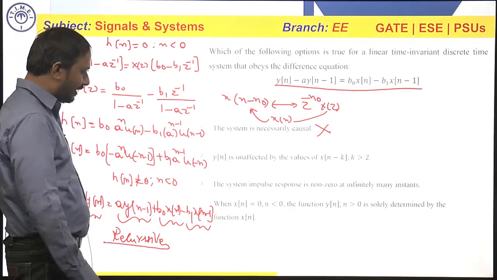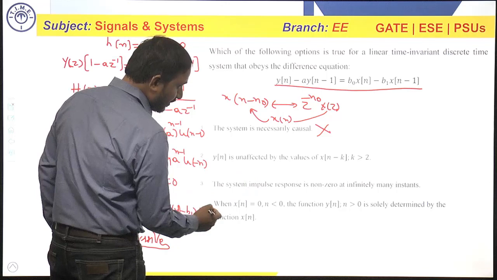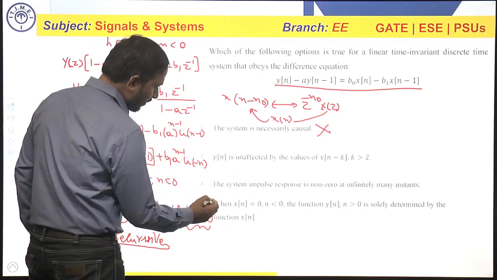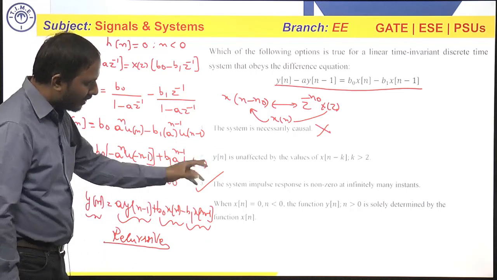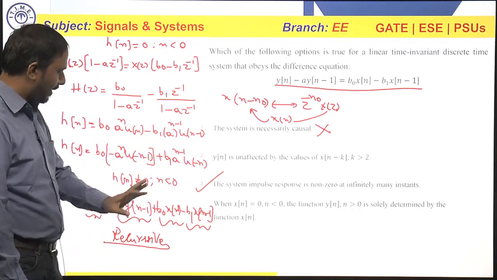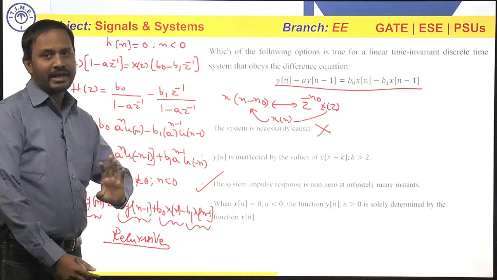So if you look at the options, option 3 will be your answer. The system impulse response is non-zero at infinitely many instants. So option 3 can be taken as the answer.